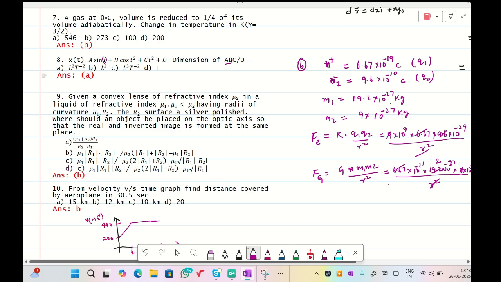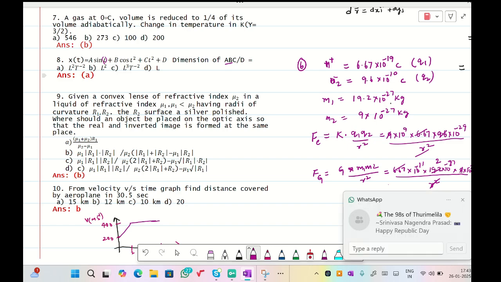They will give some match the following like that, or they will give some quantities and ask which one is dimensionless. They will give a statement and a reason. Refractive index, strain, why they do not have dimension, the reason they can ask. Like that also they will give.